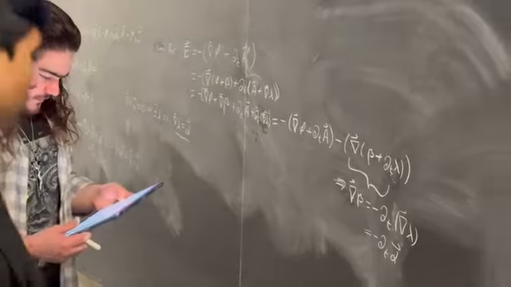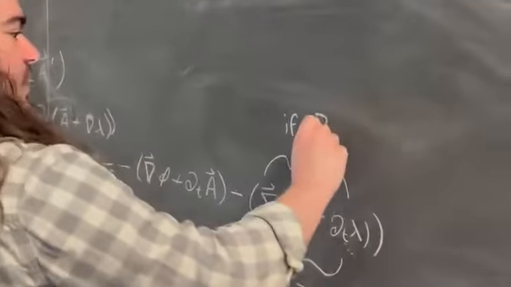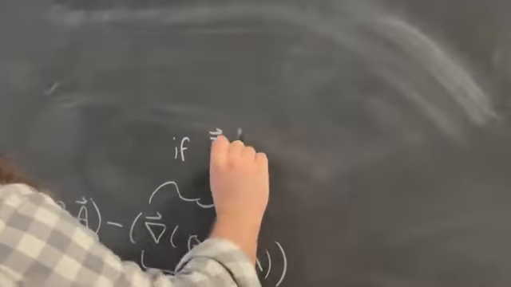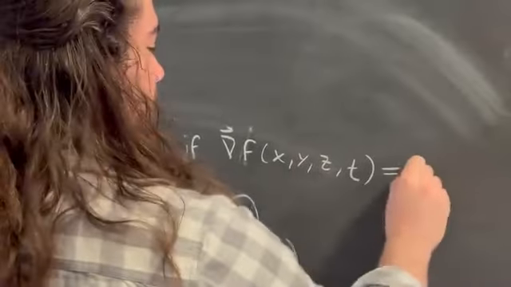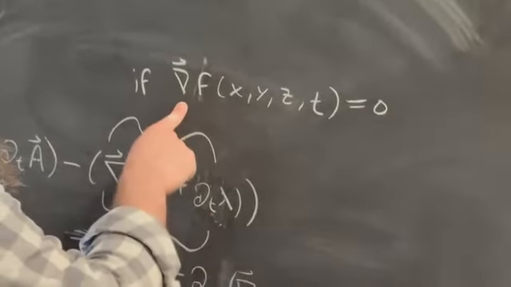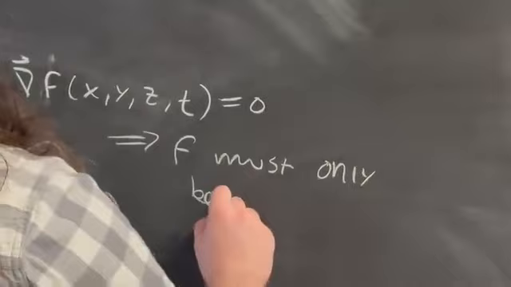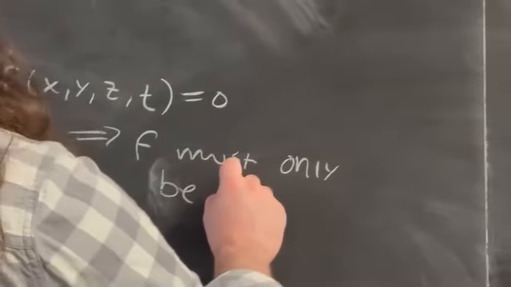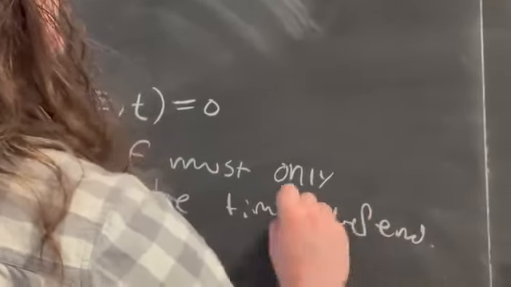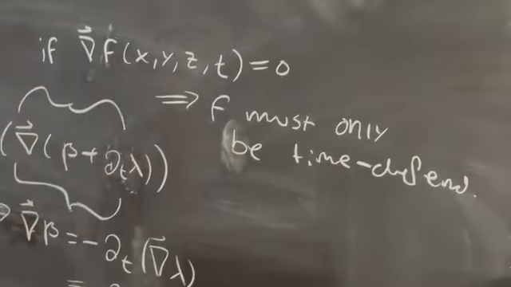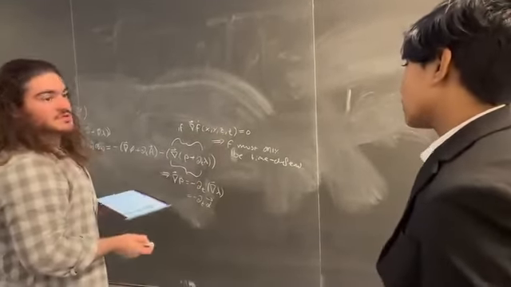So there's something to note about this equation here. If the gradient of some function f, that's a function of position and time, is equal to 0, since these are position partial derivatives, this implies f must only be time dependent. Hopefully that's pretty clear. If you take the position derivatives of something and they're zero, it just means that the only thing it could depend on is time.